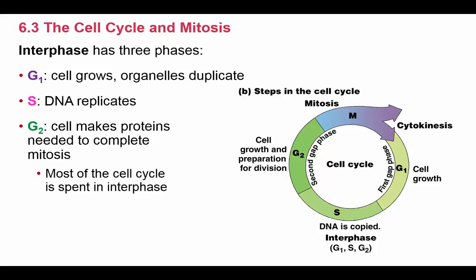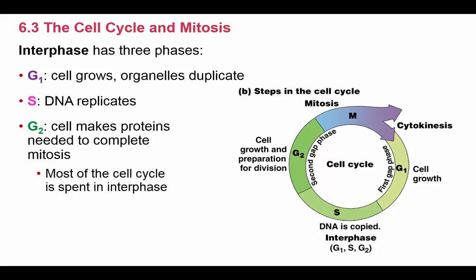So the question is, why would you want to duplicate all the parts of the cell? Well, again, keep in mind where we're going with this. We're taking 1 cell and we want to split it into 2 cells that are identical. Well, in order to be identical, that means they've both got to have mitochondria. They've both got to have Golgi. They've both got to have rough and smooth ER. And so all those structures are going to duplicate in G1.